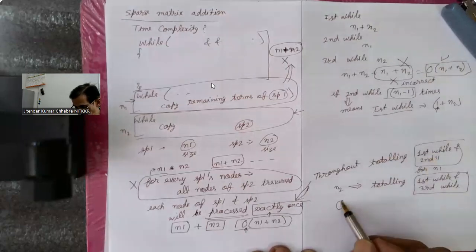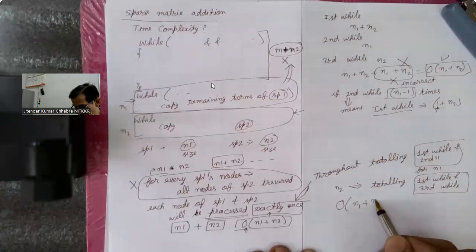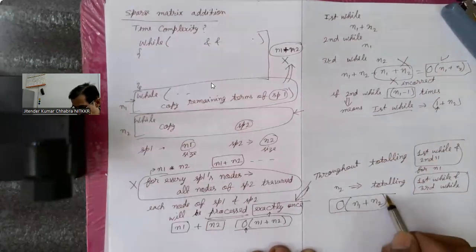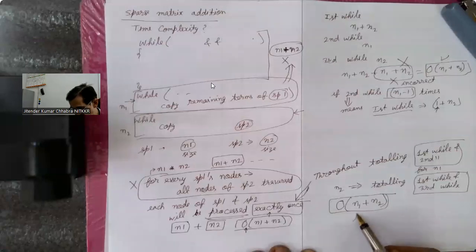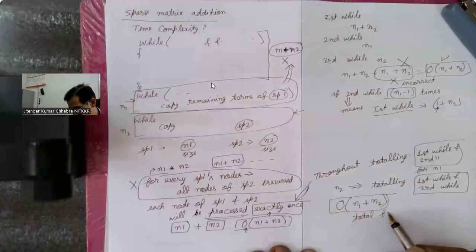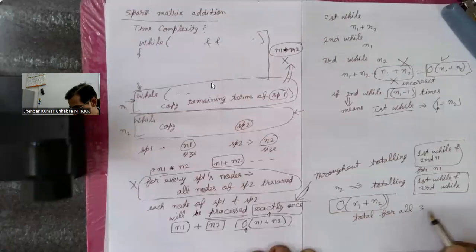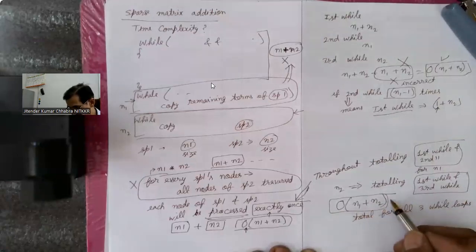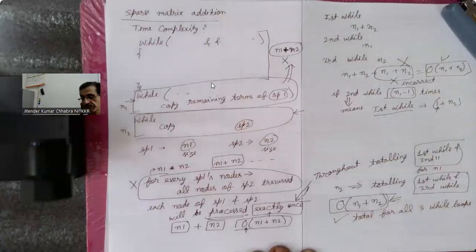This is always going to be big O of n1 plus n2, where this is the total for all three while loops, and no additional plus is needed. Although that will not get reflected in the time complexity notation, it would still be incorrect to add them and then ignore the multiplying or the additional values of the constants, etc. Because this itself considers all this.